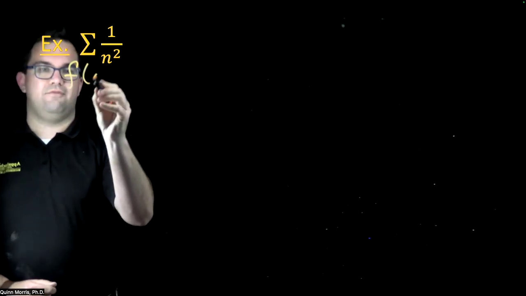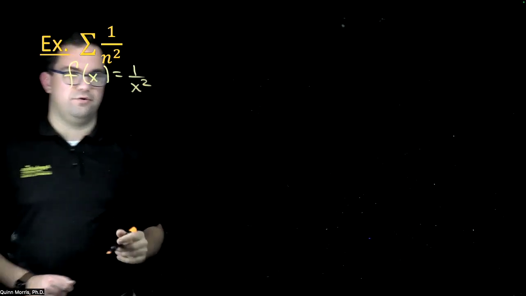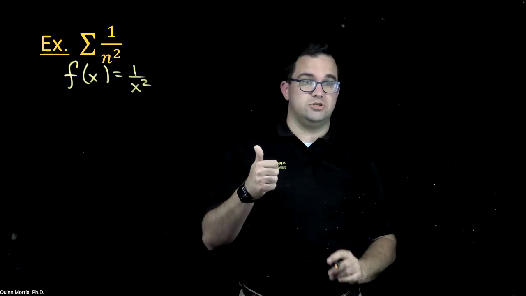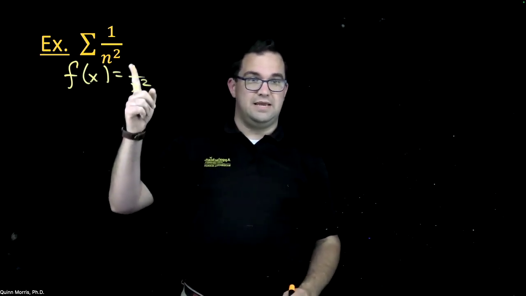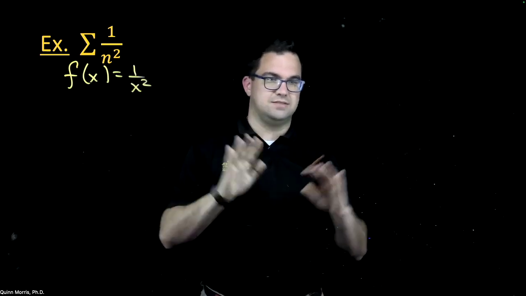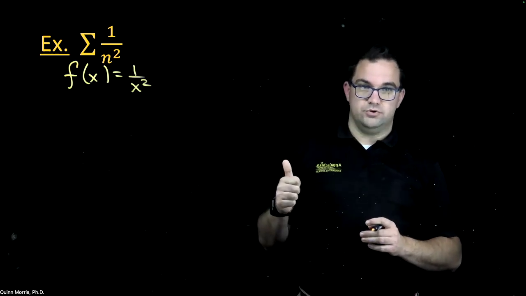So if I look at f of x is equal to 1 over x squared, I will note that that meets all of my conditions. So what are my conditions? f of n should be equal to a_n. Well, if I create my function by just swapping the n for an x, that's always going to be true. So that part is true.